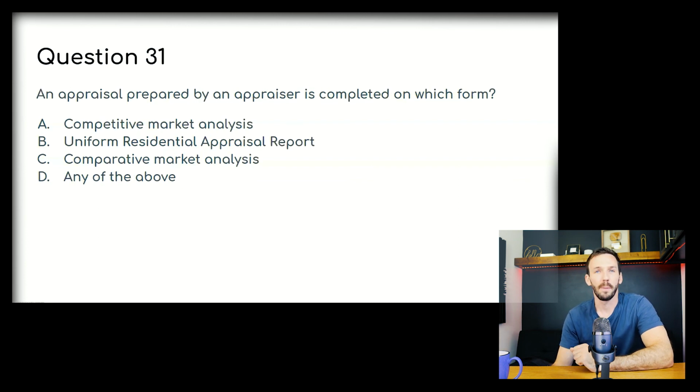Question 31. An appraisal prepared by an appraiser is completed on which form? Competitive Market Analysis, or CMA, Uniform Residential Appraisal Report, also called a URAR, Comparative Market Analysis, or D, any of the above. Maybe C is the CMA. I don't know. But B here is the answer. Plus, just know that A and C are the ones that brokers do, right? Not an appraiser.